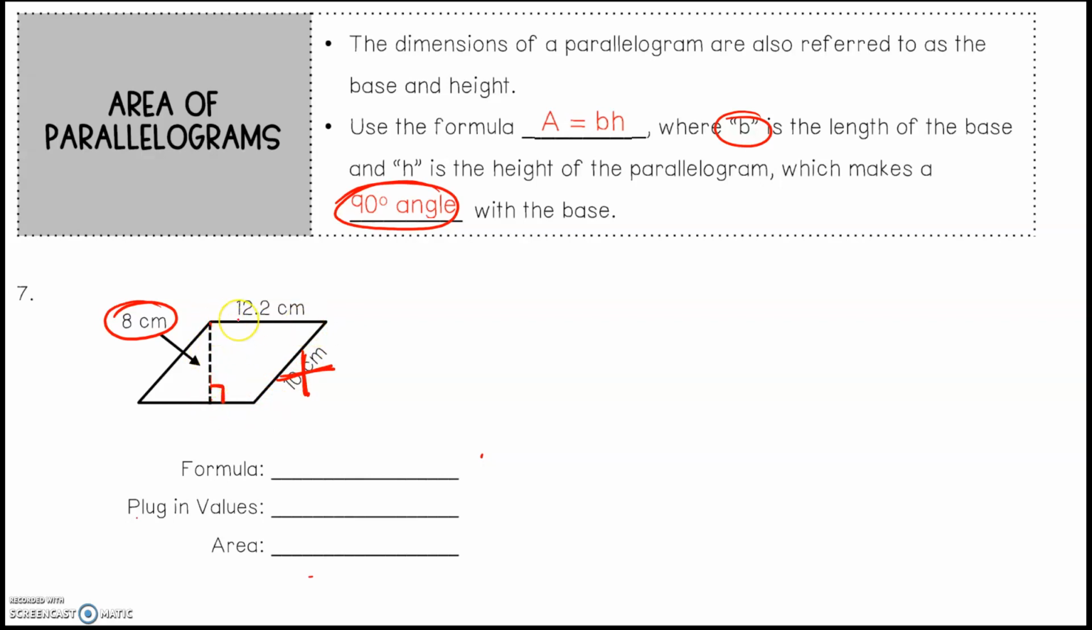And our base has to go left or right. So this is our base and this is our height. The formula again is area equals the base times the height. Area equals 12.2 times the 8. You do your math and you're going to get an area of 97.6 centimeters squared.